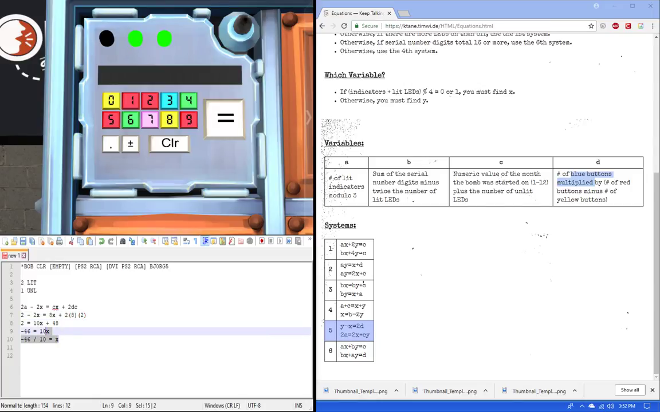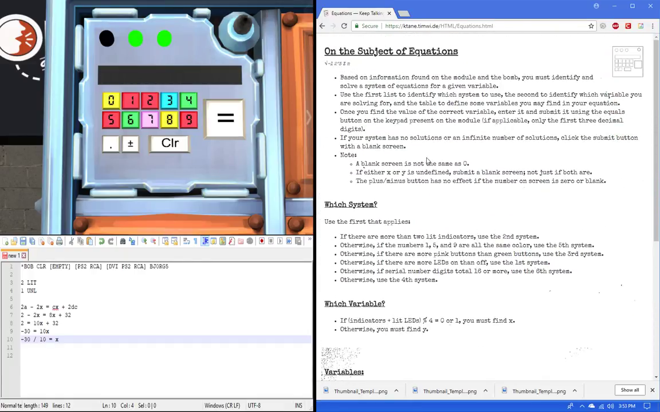So doing that, this would equal 4 times 32. Okay, so 32, then we subtract that, so this becomes negative 30, then negative 30 divided by 10. Let me just clear it. So negative 3. How do I put negative answers? The plus has no effect if the number on the screen is 0 or blank.